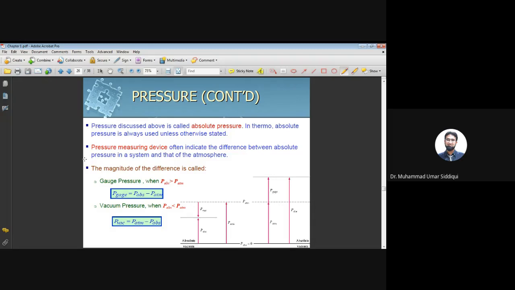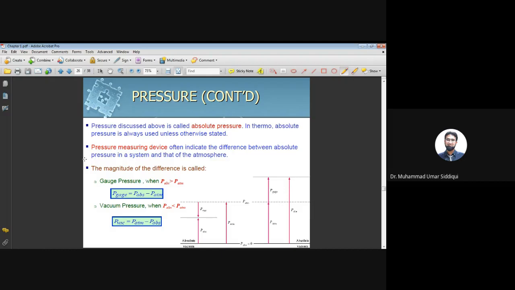This definition of pressure, which I have explained to you right now, is known as absolute pressure. You know, the word absolute is used in mathematics a lot. Anything with an absolute can never become negative. So when we define pressure in this way, it means the pressure can never go negative. That's why this definition of pressure is known as absolute pressure.